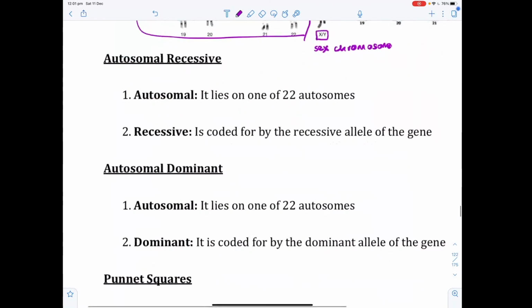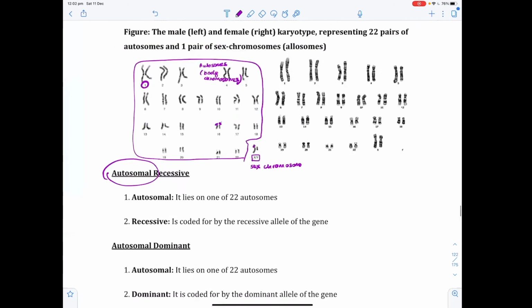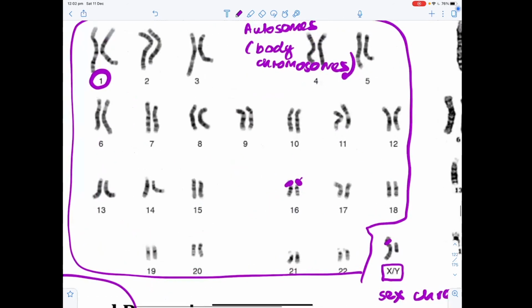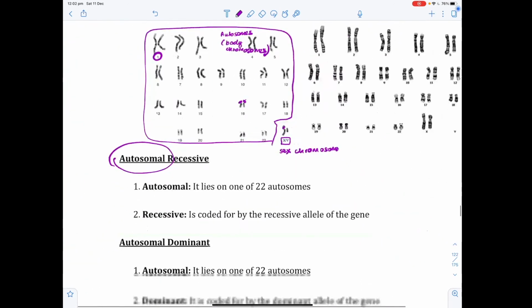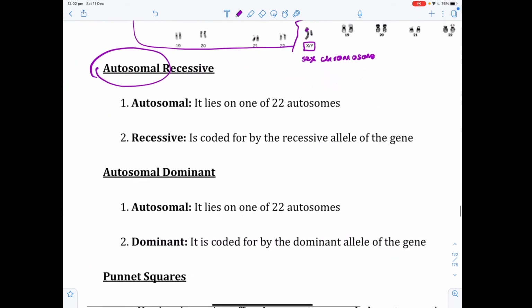Let's talk about inheritance patterns. So autosomal recessive, autosomal dominant. What did we say autosomal meant? Are we talking about the sex chromosomes or the autosomes? Exactly. So that tells me this gene or trait lies on one of the first 22 pairs of chromosomes. That's what the word autosomal means. What does the word recessive mean? The trait we're talking about is coded for by the recessive allele.